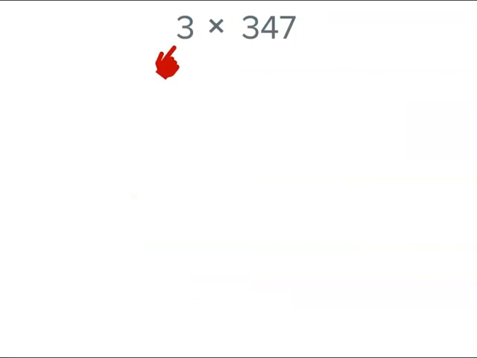Now what we're going to do is solve this using a vertical algorithm. It's the same problem, 3 multiplied by 347. If we partitioned this, we could multiply each part separately. Well, a vertical algorithm is a little bit similar. We write our large number on the top usually, and then we multiply it by our smaller number, and we make sure we line up our digits.